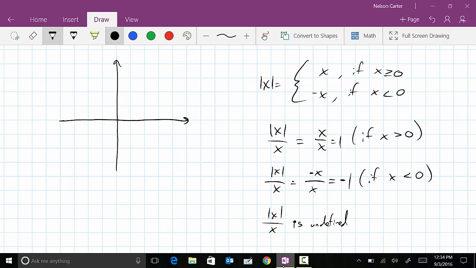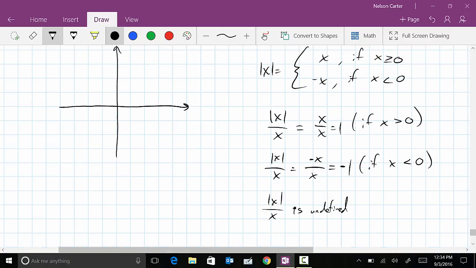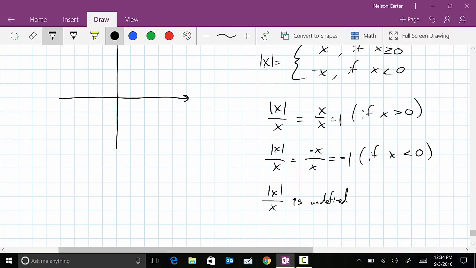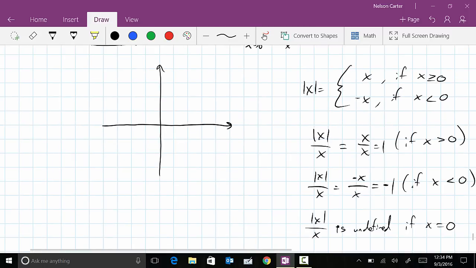Now, notice I'm not talking about a limit, so I didn't say that the limit does not exist. I said that this expression or this function is undefined if x is equal to 0. So we kind of have this trichotomy. We broke it into 3 different cases, basically.